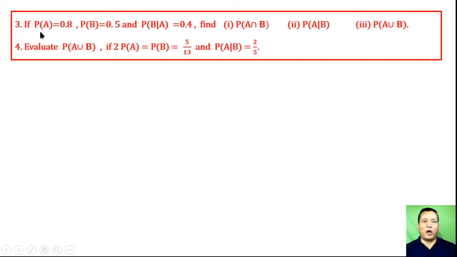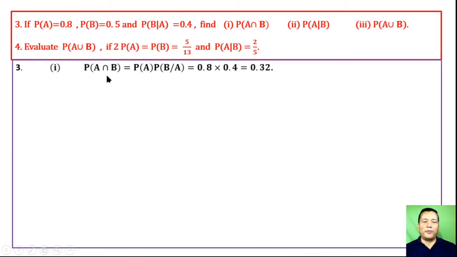For question number 3, P of A is 0.8, P of B is 0.5, P of B given A is 0.4. Find P of A intersection B, P of A given B, P of A union B. Let us try. Here, P of A intersection B is equal to P of A into P of B given A, whose values are 0.8 into 0.4 equal to 0.32. P of A given B is P of A intersection B by P of B, which is 0.32 divided by 0.5. Dividing, we get 16 by 25.